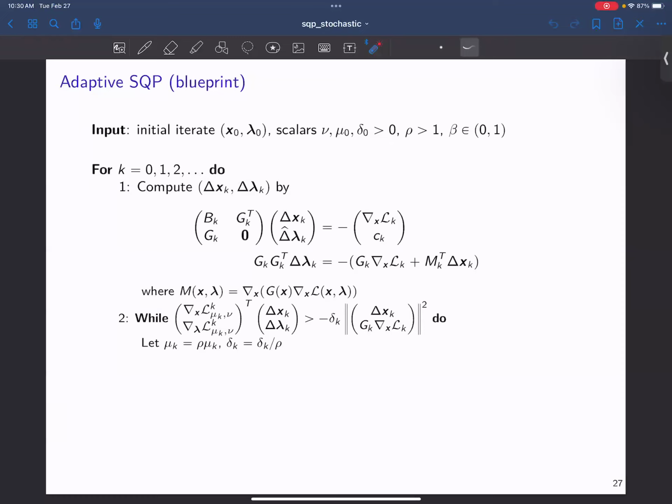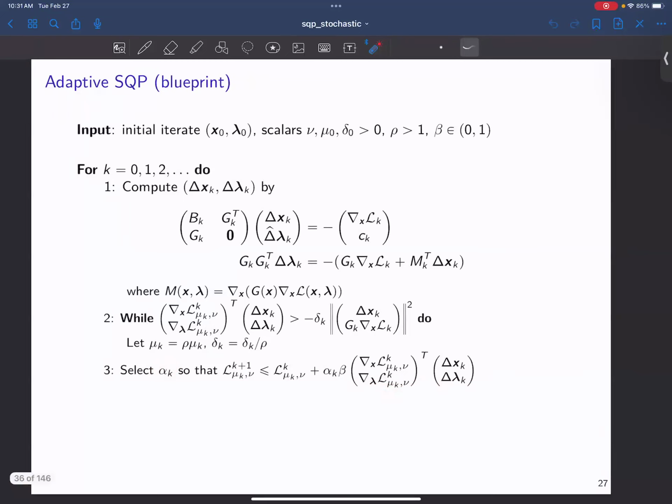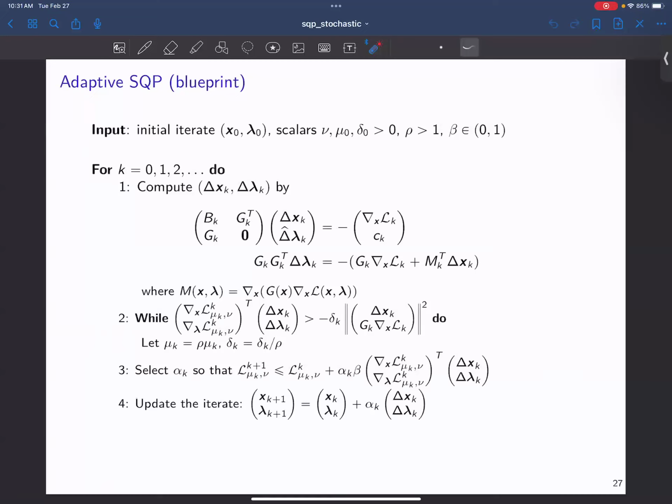So then this is an adaptive way to set the penalty parameter mu for the merit function to ensure the decrease of it in each iteration. So this is a for loop that adaptively allows us to increase penalty parameter mu as well as this accuracy delta. And then once we select the penalty parameter mu, we choose the step size alpha by using the Armijo condition. So we choose alpha large enough so that this is satisfied, and we update the iterate in the following way. Okay, so that's the blueprint from Lucidi that we're going to develop for the stochastic setting.